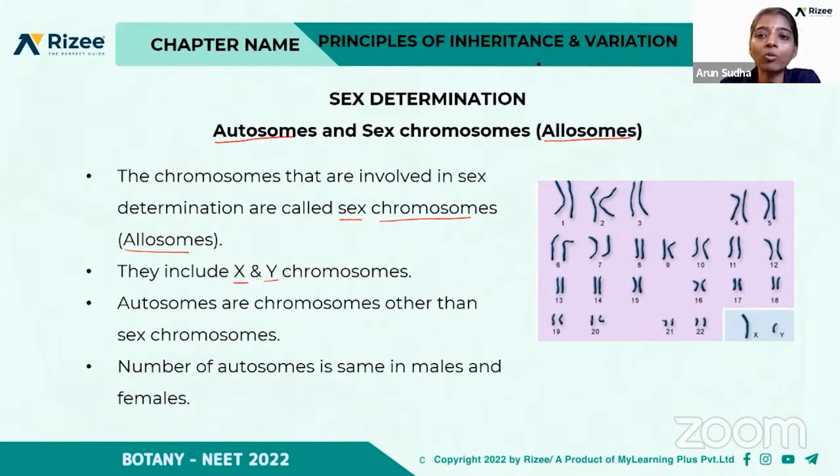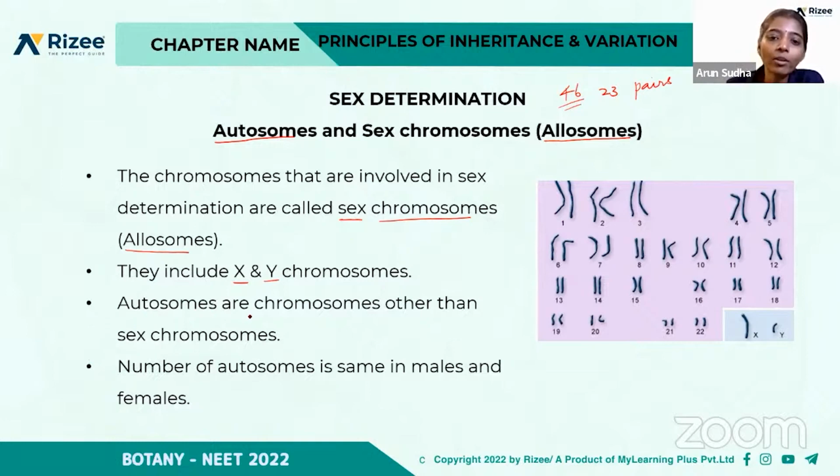For example, if you take human beings, there are 46 chromosomes, right? Among these 46, that is 23 pairs. Among these, one pair, or two chromosomes, are called the allosomes, and the other 44, or 22 pairs, are called the autosomes. These two allosomes are the X and Y chromosomes. So on what basis are we male or female? Based on the presence of the X and Y chromosomes.